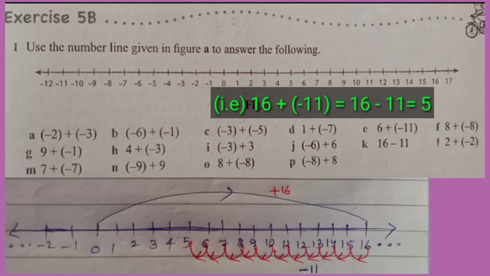(k) represents 16 minus 11. Use the number line. If we want to add minus 11 to 16, we start from 0 and move 16 units to the right to get 16. Then we move 11 units to the left starting from 16 to add minus 11 and reach the final position denoted by 5. Thus 16 minus 11 equals 5.